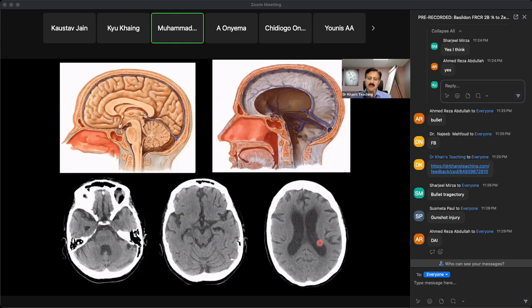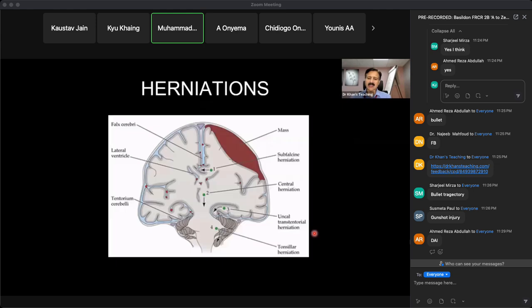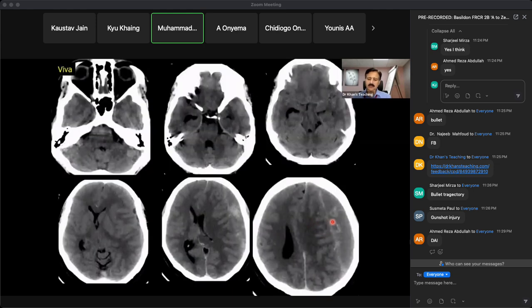So the ipsilateral lateral ventricle will be compressed and the contralateral will be dilated. Go back to your case. Now, this is subfalcine herniation. The ipsilateral lateral ventricle is compressed, and the contralateral is going to be dilated. And you will always see the temporal horn, which is dilated.